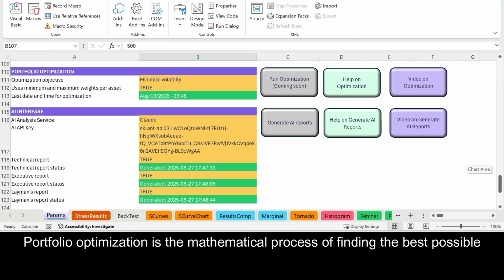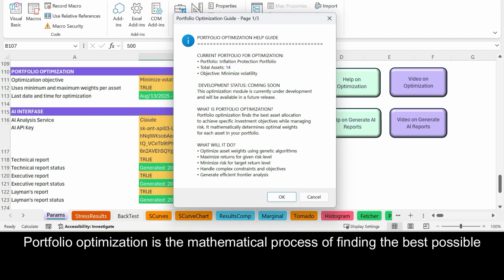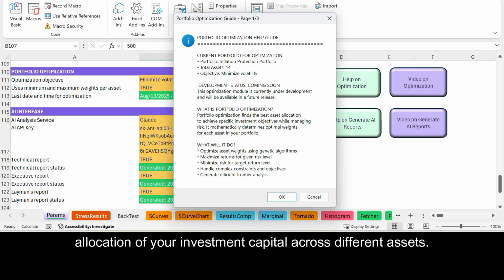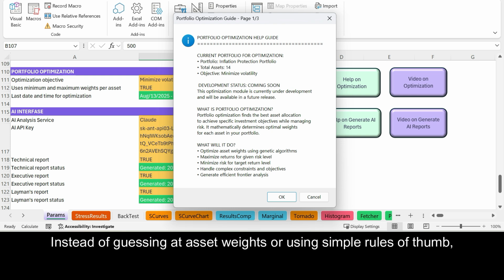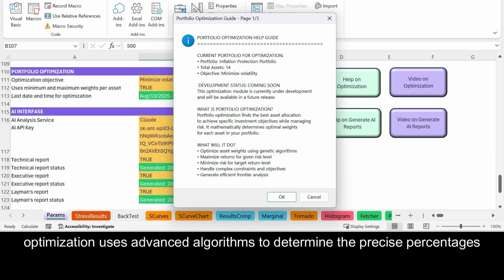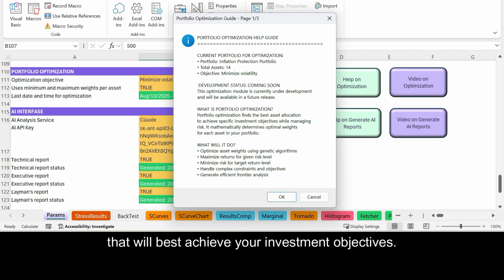Portfolio optimization is a mathematical process of finding the best possible allocation of your investment capital across different assets. Instead of guessing at asset weights or using simple rules of thumb, optimization uses advanced algorithms to determine the precise percentages that will best achieve your investment objectives.